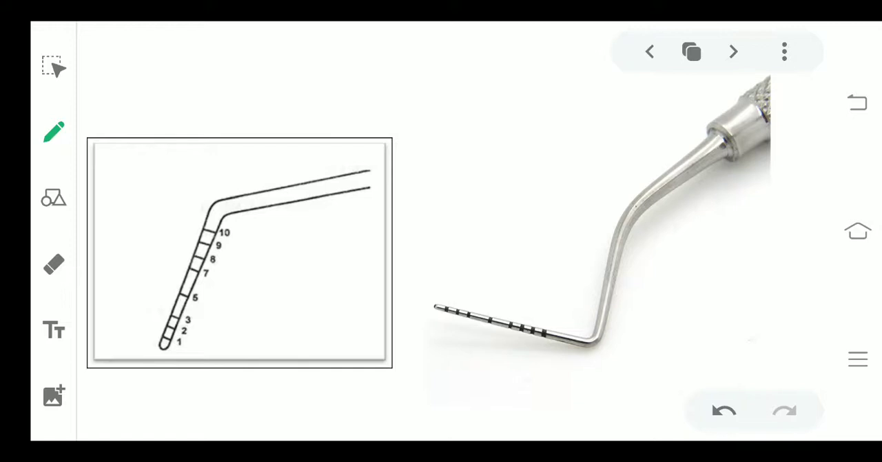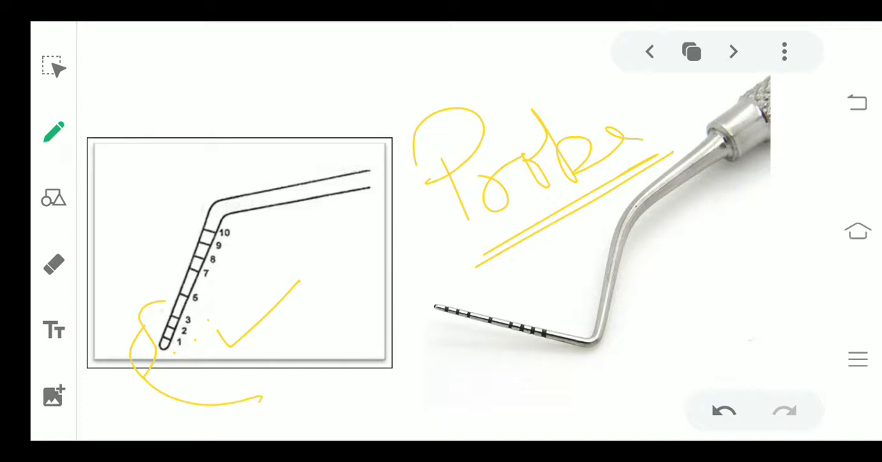So if you see, this is what a probe looks like. This is an instrument used to measure any type of pocket. You see there are different kinds of numbering here, 1, 2, 3. Up to 3, it's the natural probing depth which we all have. So this is not a pocket. We do not call it a pocket if it is still 3 mm penetration. But if the penetration is more than 3, whether it is 4, 5, 6, 7, 8, then it is going to be a pocket.